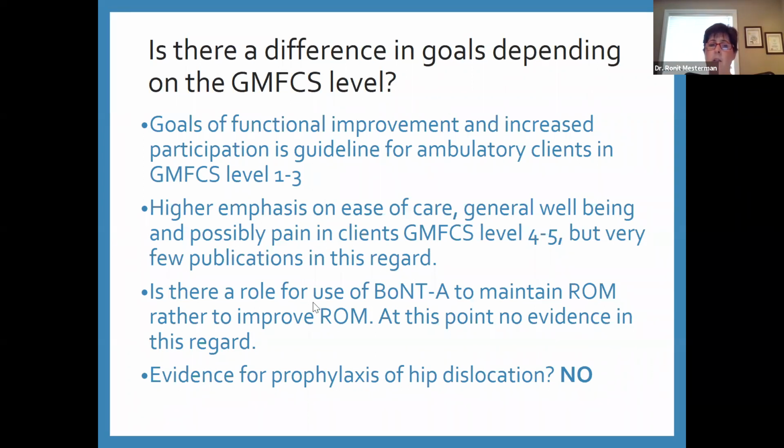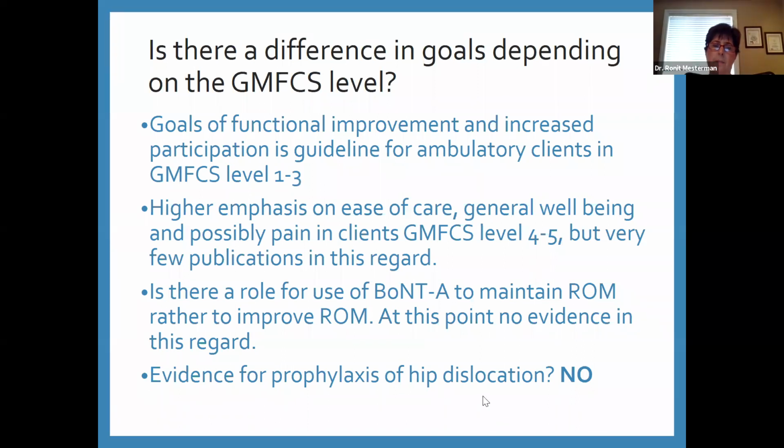Is there a role for the use of botulinum toxin to maintain range of motion rather than improve it? People had high hopes when we started with Botox 25 years ago. At this point, we actually do not have evidence to say that this is helping the progression of the natural history. In a moment, I'll point out that maybe even the contrary, maybe it's actually worsening.